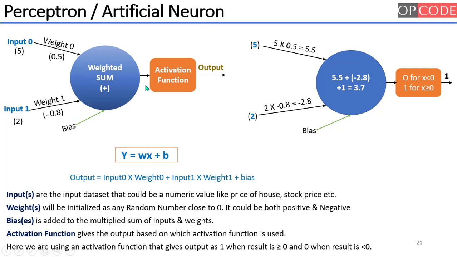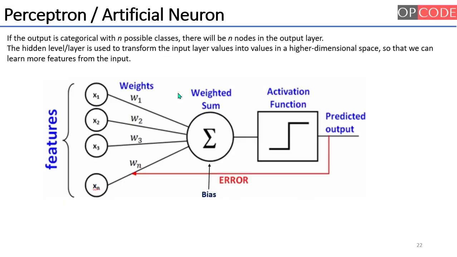Now this whole thing, which includes the weighted sum as well as the activation function, is called an artificial neuron or a perceptron. Take another example, let's say we have n number of features. So we have n number of weights as well, because each feature or each input is associated with a weight. Here we get the weighted sum, and then we apply a bias to it. This weighted sum, when passed to an activation function, gives the output.